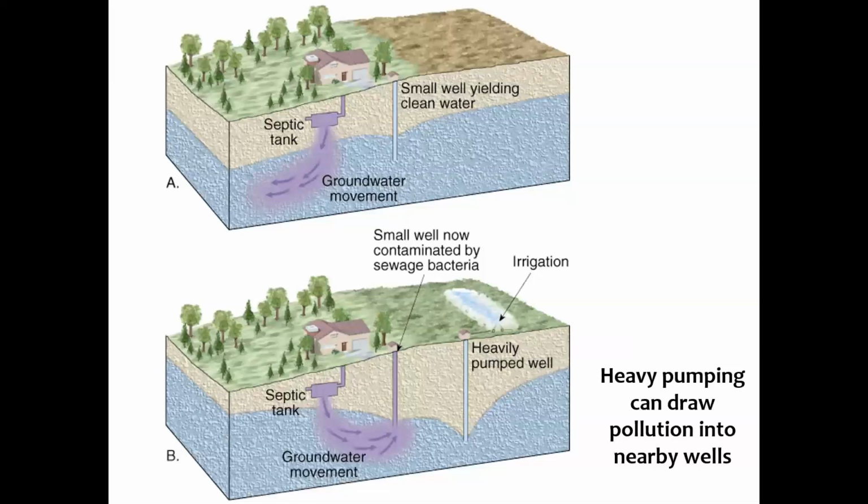So here's an example where you've got some small well that has been drilled and it's picking up clean water because it's not pumping out a ton of water and because the general flow of groundwater is still away from that well. But if you put in a new well nearby and you start to heavily pump it, now instead of flowing to the left there, all of this groundwater is going to flow to the right towards the lowest groundwater. And that means that your pollution is now going to enter your small well. That is, heavy pumping can draw pollution into nearby wells. So it's not just your pumping, but the pumping of your neighbors that matters.